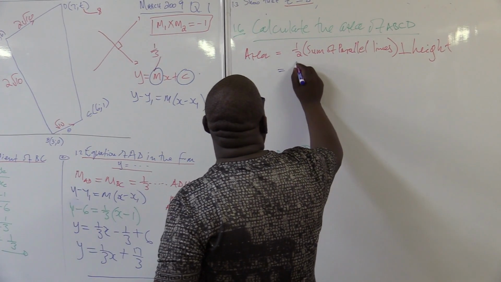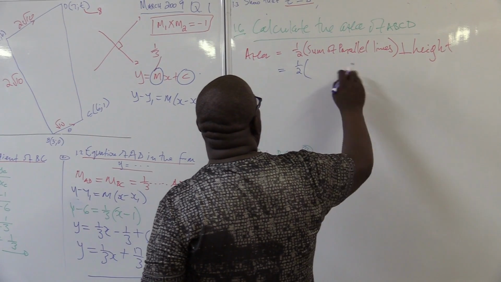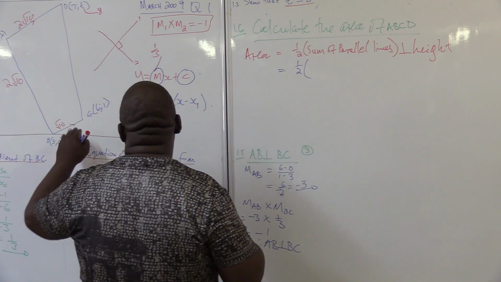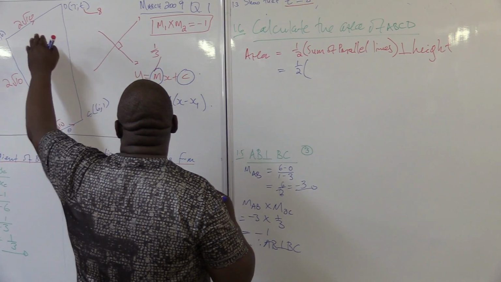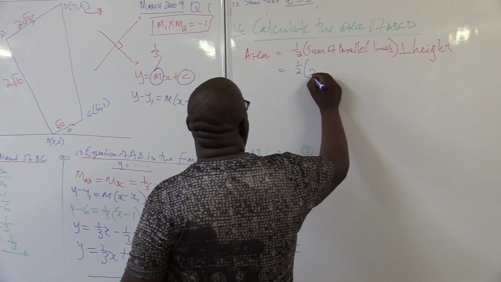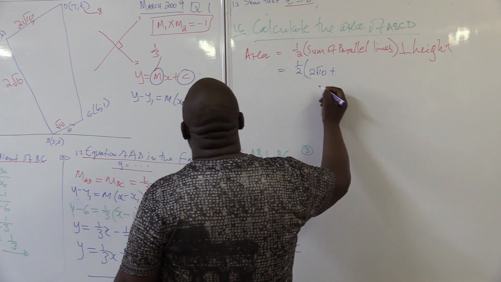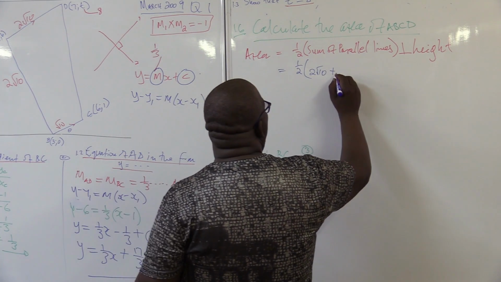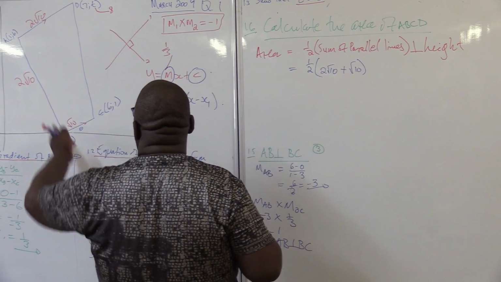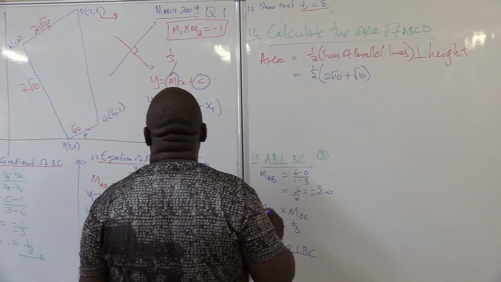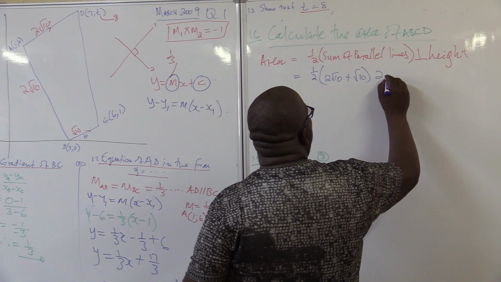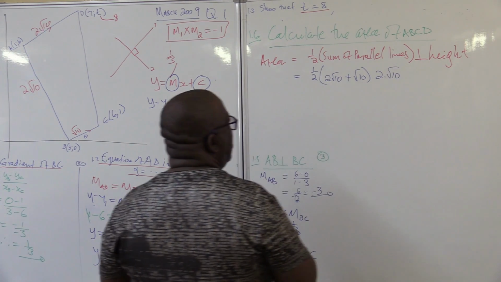This then will be, let's do it. It is half, what is the sum of parallel sides? These two sides are parallel. It's half the sum of parallel sides, so it's 2 root 10 plus root 10. What is the perpendicular height? This is the perpendicular height because we've proved that these two lines are perpendicular. So it's times 2 root 10 again. All right, this is what we have.